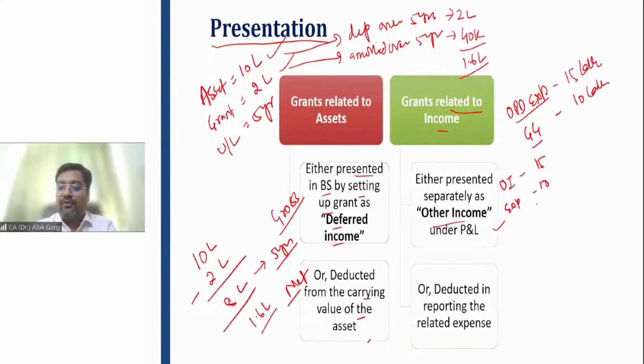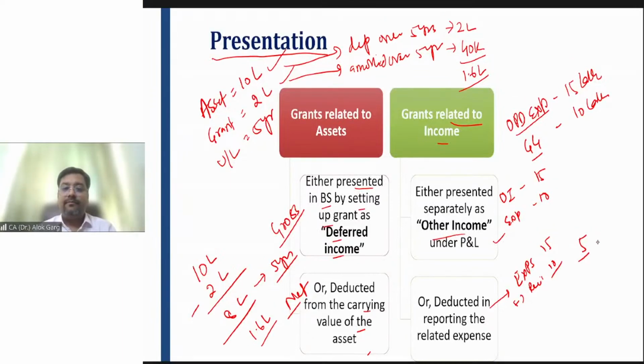The other one is the net approach, where you can show these expenses net of reimbursement, net of receipt, expense minus receipt. So 15 minus 10. So net 5 lakh expenses you have to show in the P&L. I hope it is clear to all of you guys. Is that clear?